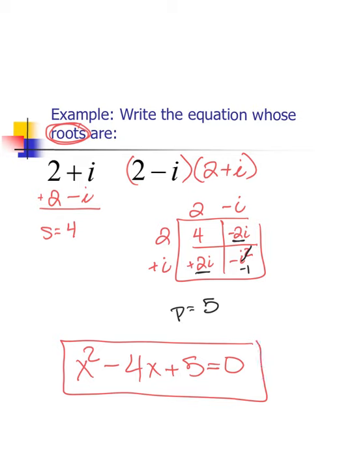If you're given the roots, you have to add them and multiply them because you need to find the sum and the product first. If you have any questions, please make sure you write them down and either ask me next time you see me in class or send me an email.